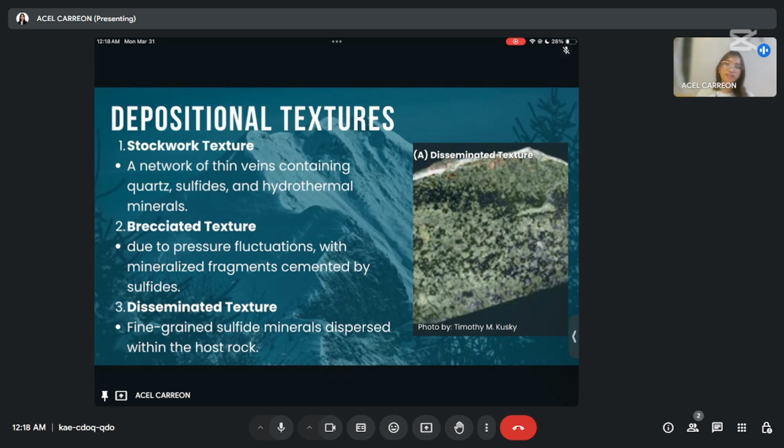The next texture is the disseminated texture, where it refers to ore minerals like copper, molybdenum, or gold being scattered throughout the rock mass rather than being concentrated in veins or distinct formations. These are fine-grained sulfide minerals dispersed within the host rocks.